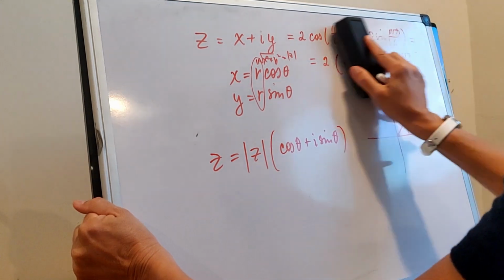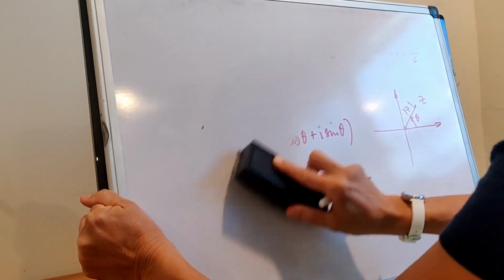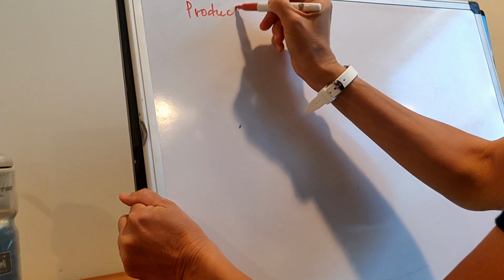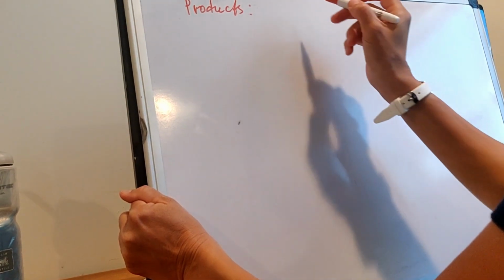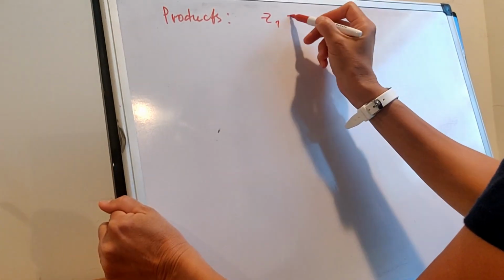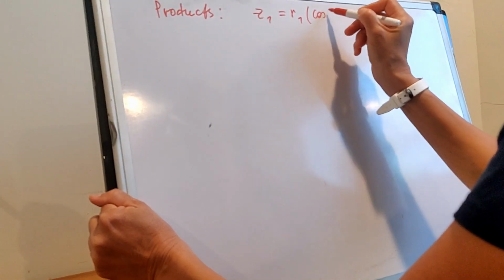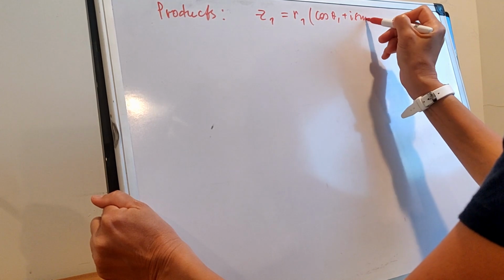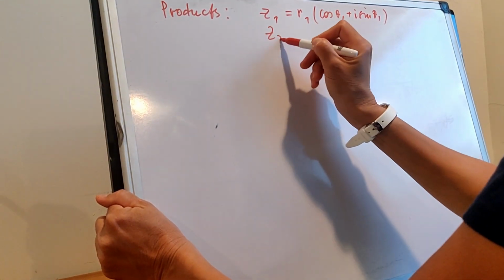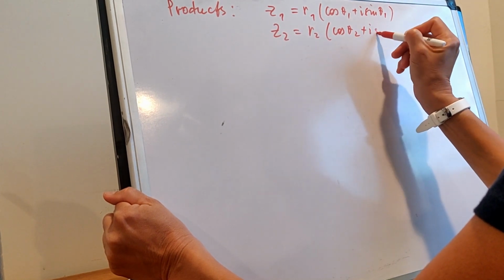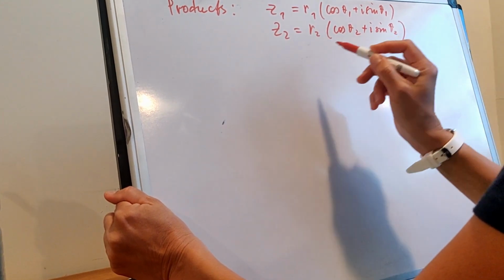So I'm going to prove only the theorem for products, but you can just use formulas for the rest. So, products. Imagine that you have two complex numbers in polar form. The first one is z1 equals r1 cosine of theta 1 plus i sine of theta 1, and z2 equals r2 cosine of theta 2 plus i sine of theta 2.